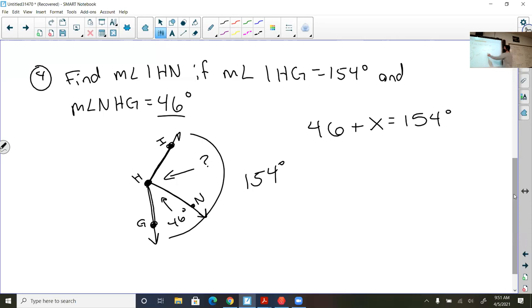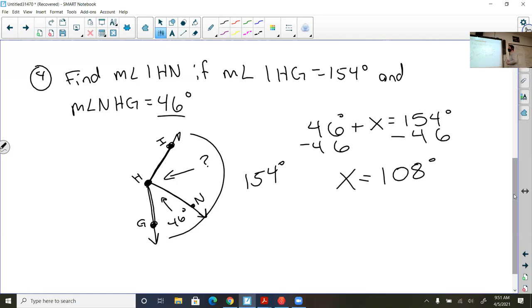I'm going to subtract 46 degrees from both sides. And as a result, I'm going to get 108 degrees. So these were kind of nice just because they only took one step to solve. They're also nice because the concept of adding two parts together to get one big whole is the same as what we were doing earlier.